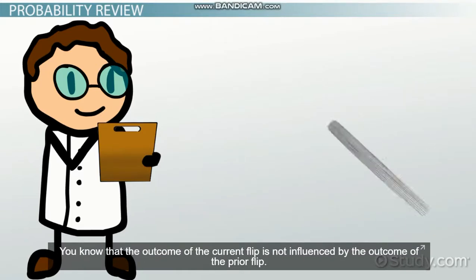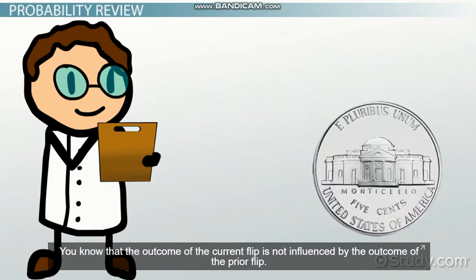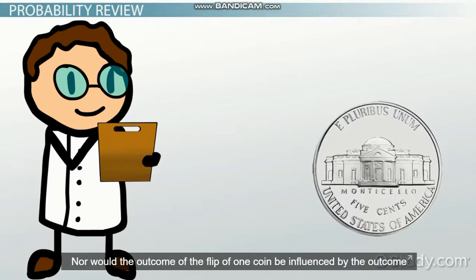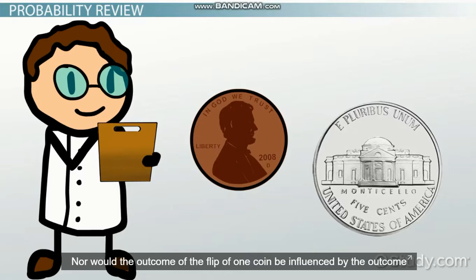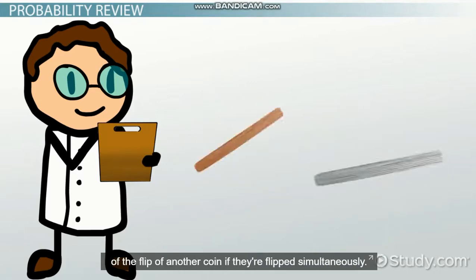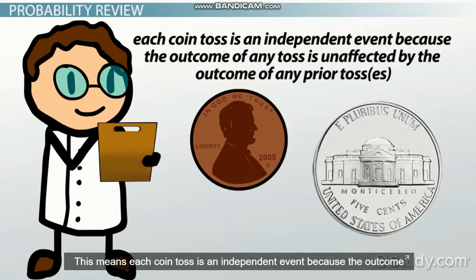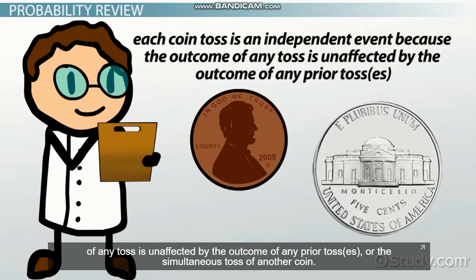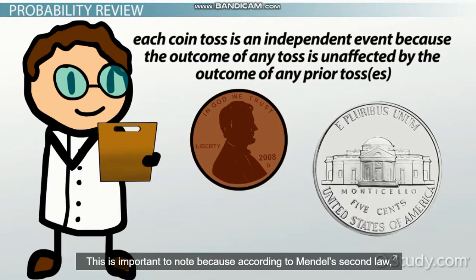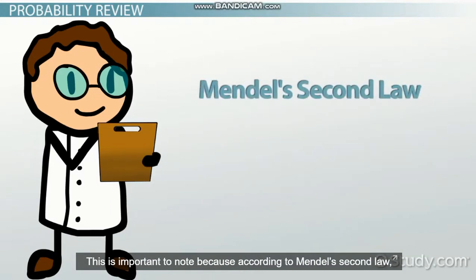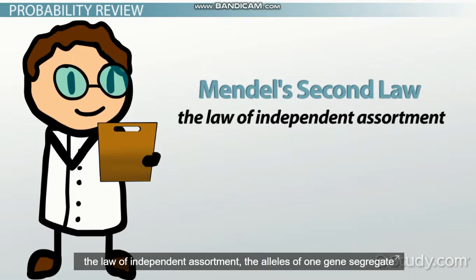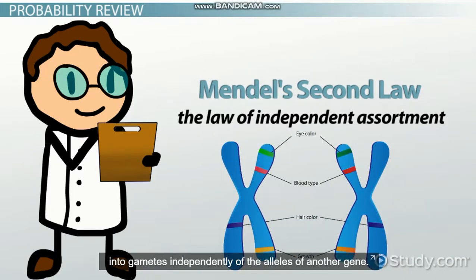You know that the outcome of the current flip is not influenced by the outcome of the prior flip, nor would the outcome of the flip of one coin be influenced by the outcome of the flip of another coin if they're flipped simultaneously. This means each coin toss is an independent event because the outcome of any toss is unaffected by the outcome of any prior toss or the simultaneous toss of another coin. This is important to note because according to Mendel's second law, the law of independent assortment, the alleles of one gene segregate into gametes independently of the alleles of another gene.